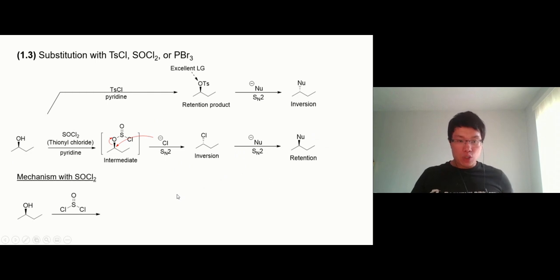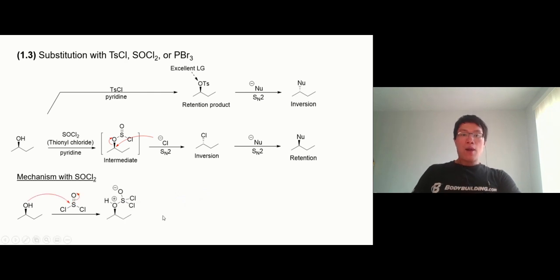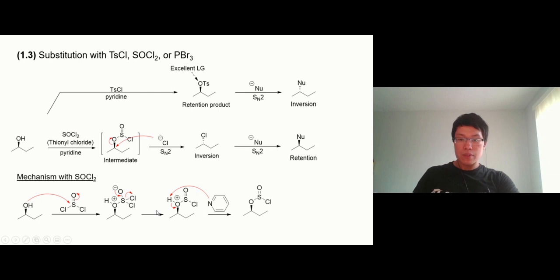All right, let's take a look at the mechanism. So OH attacks sulfur and the double bond breaks, going up to oxygen, right there. And then from the double bond, one of the chlorines leaves. Here we go. And this is highly acidic right here. That's when pyridine comes in. So deprotonation, you get this compound. All right, so that's the intermediate, which is a really good leaving group. And the reason this guy is going to leave is that chloride will attack by SN2, backside attack on this carbon, invert the configuration, and look at the product.